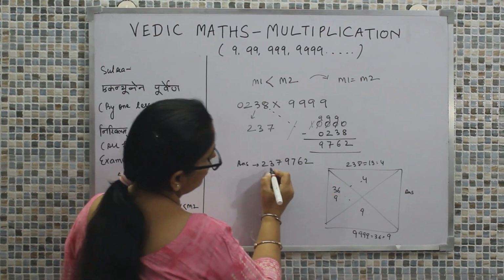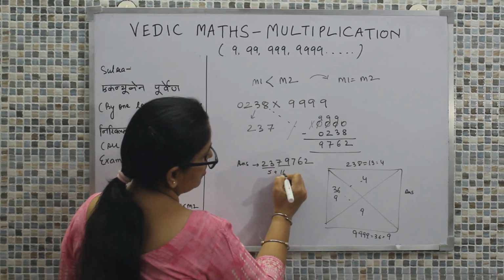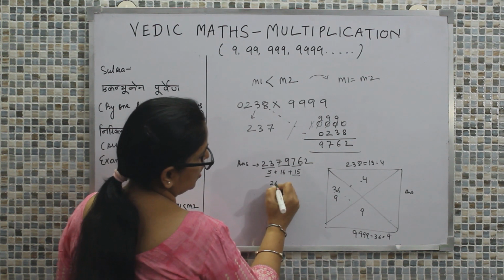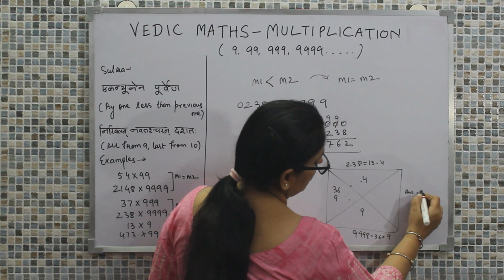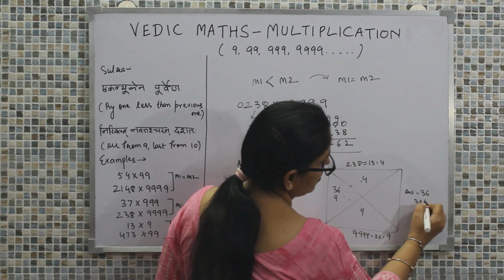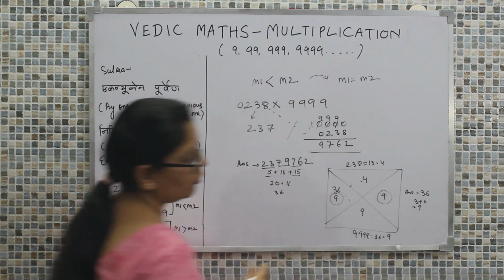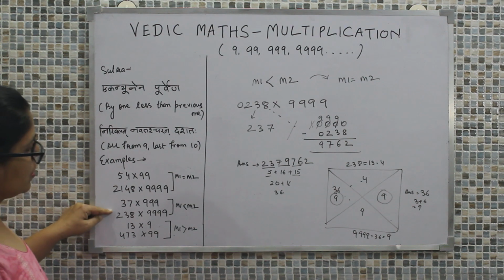Now let's compute the digital sum of the answer. We have 5, 16 and 15. This is 20 plus 16, so that is 36. 36 means 3 plus 6, that is 9. The answer is matching, hence we are perfectly right. So we have done with the first case and the second case.